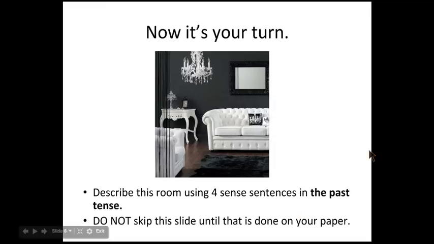Now it's your turn. You have this picture on your paper. It's also up here. You're going to describe this room just like I described the forest, using 4 sense sentences in the past tense. It needs to be in the past tense. So that means you're using verbs that end in ed, or the verbs was or were, anything like that. Do not skip this slide until you've written all 4 sentences on your paper. Go.